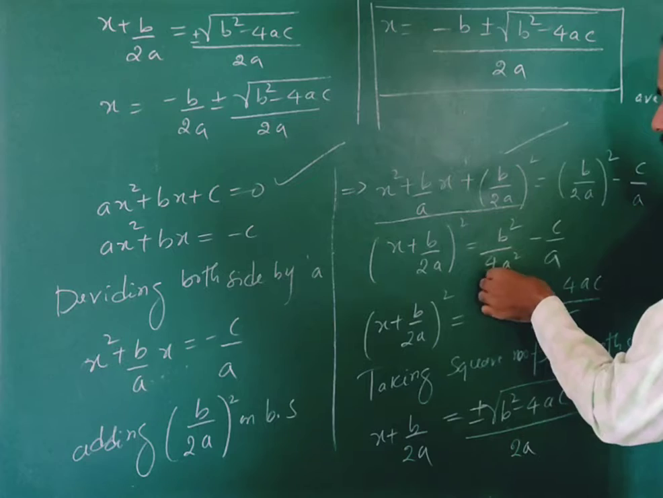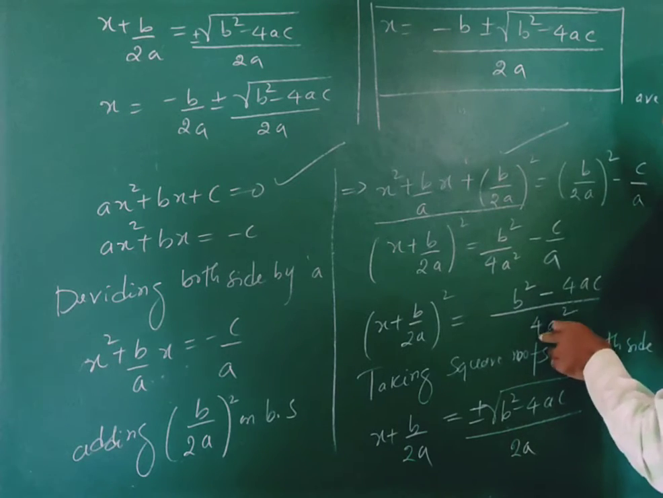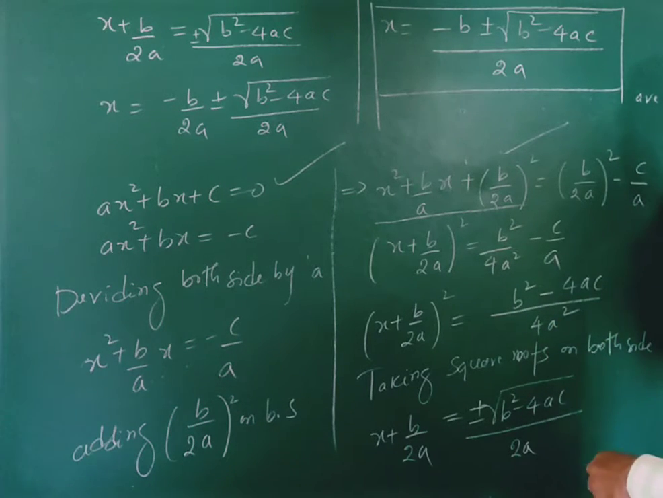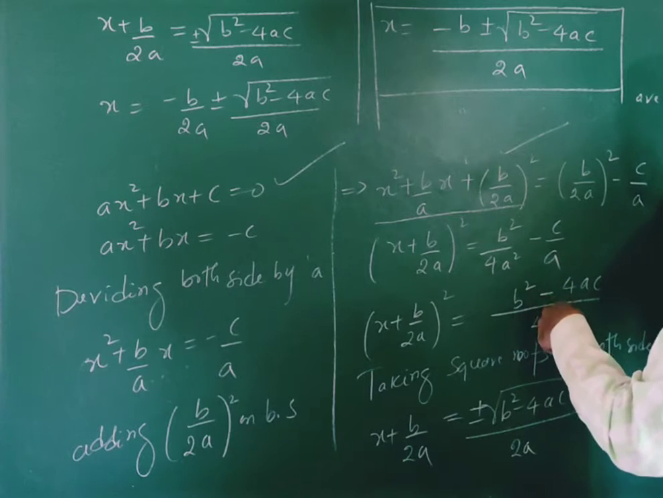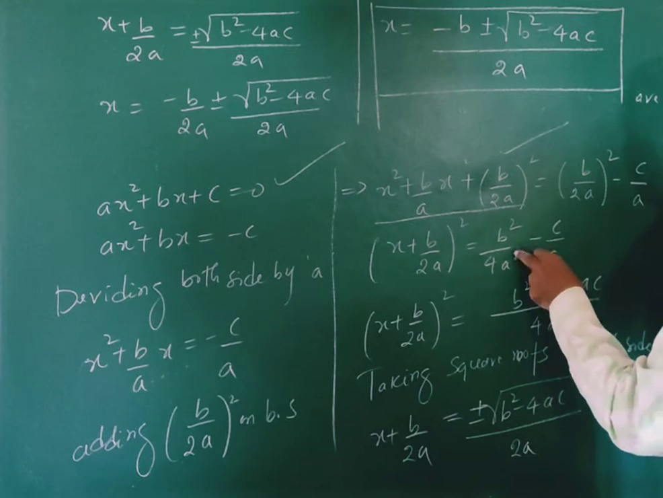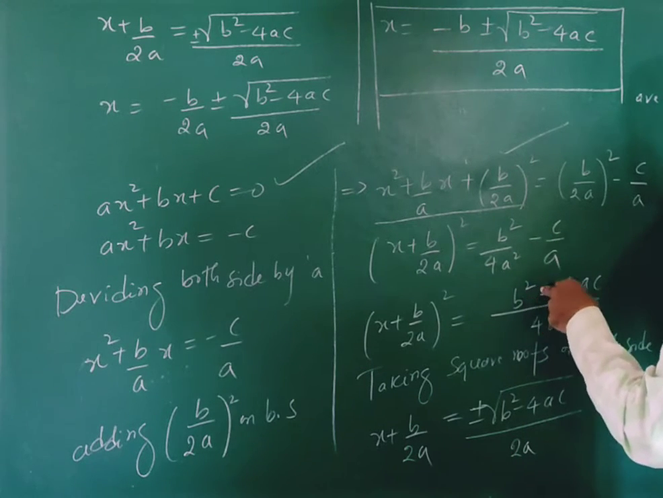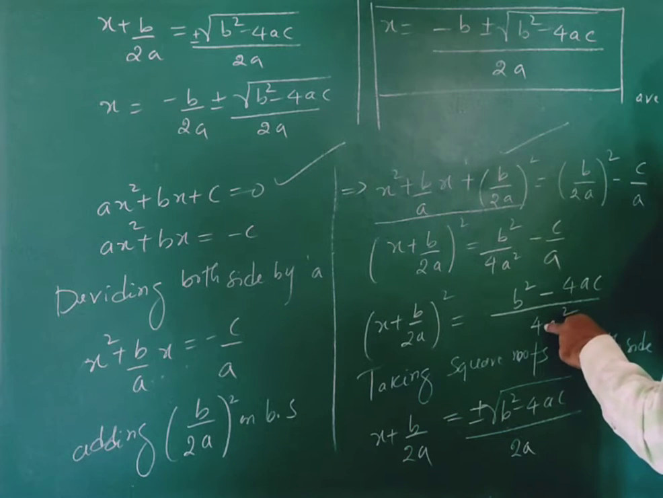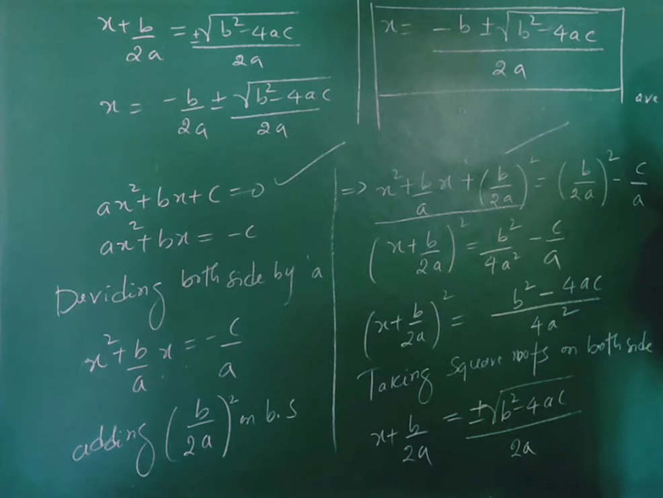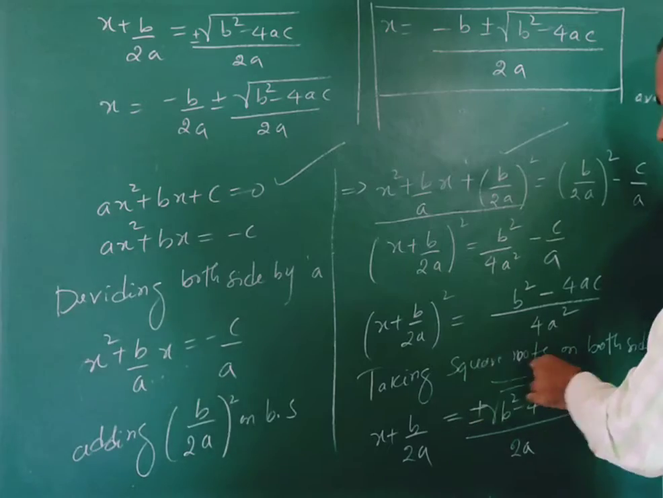Now taking the LCM of these two, what we get here? 4a square. Now dividing, we get 1 into b square, which is b square again. 4a square divided by a means 4a remains. 4a into c is 4ac. Now taking square root on both sides.